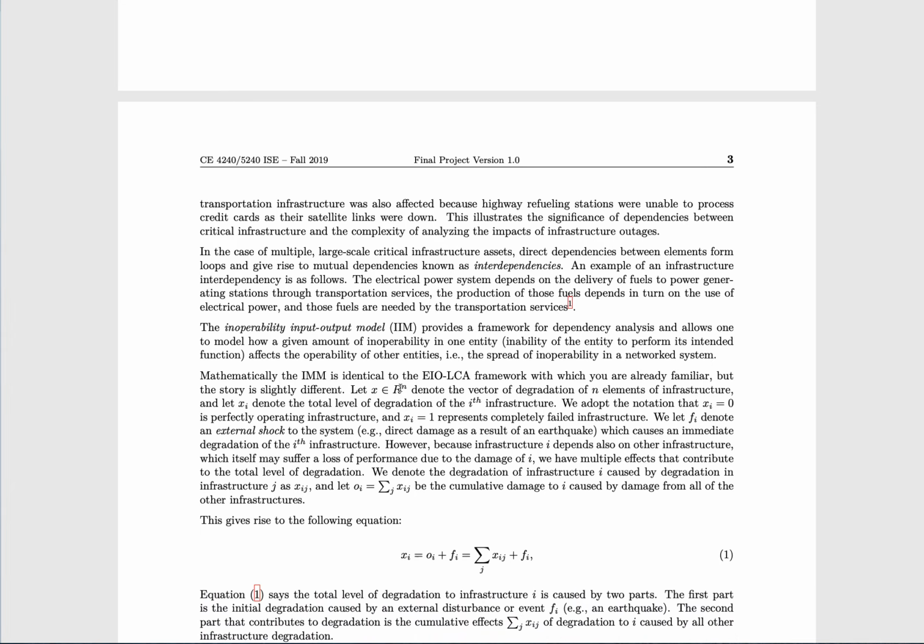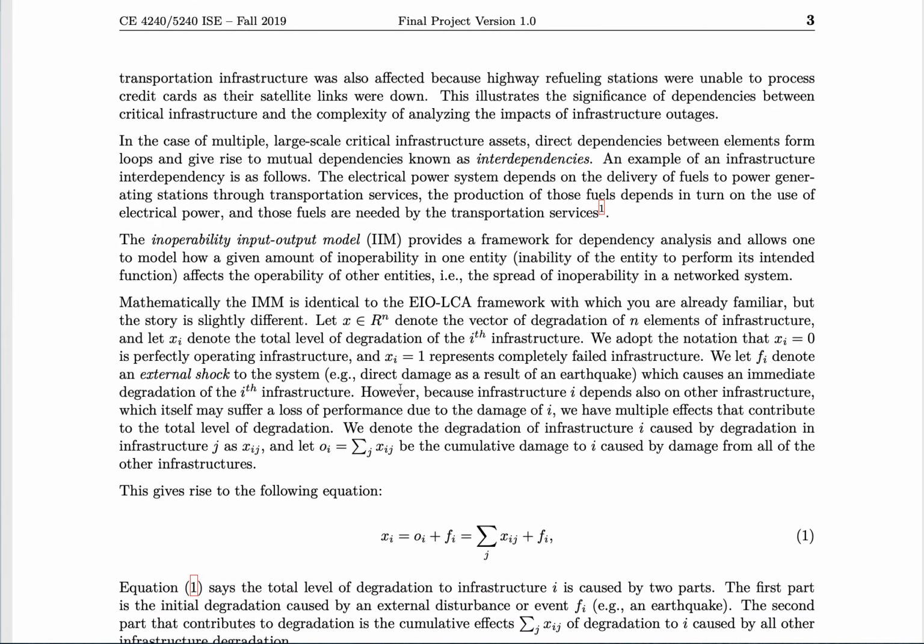What does the input-output model look like? Well, the storyline here says the math is identical to the EIO framework we already know that we applied to LCA. The only thing that's different is how we define the meaning of the variables. So we start off in the usual way. We're going to let X, which is a vector in Rn, denote the vector of degradation of the n elements of infrastructure. So let xi be the ith element in that vector, right?